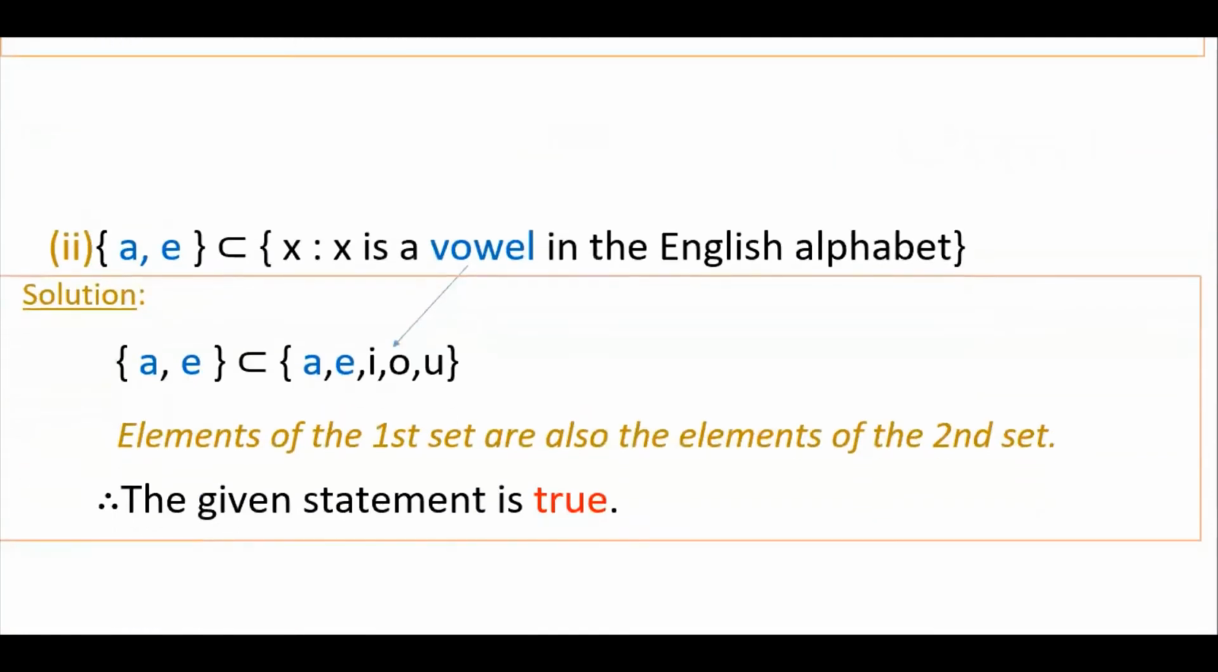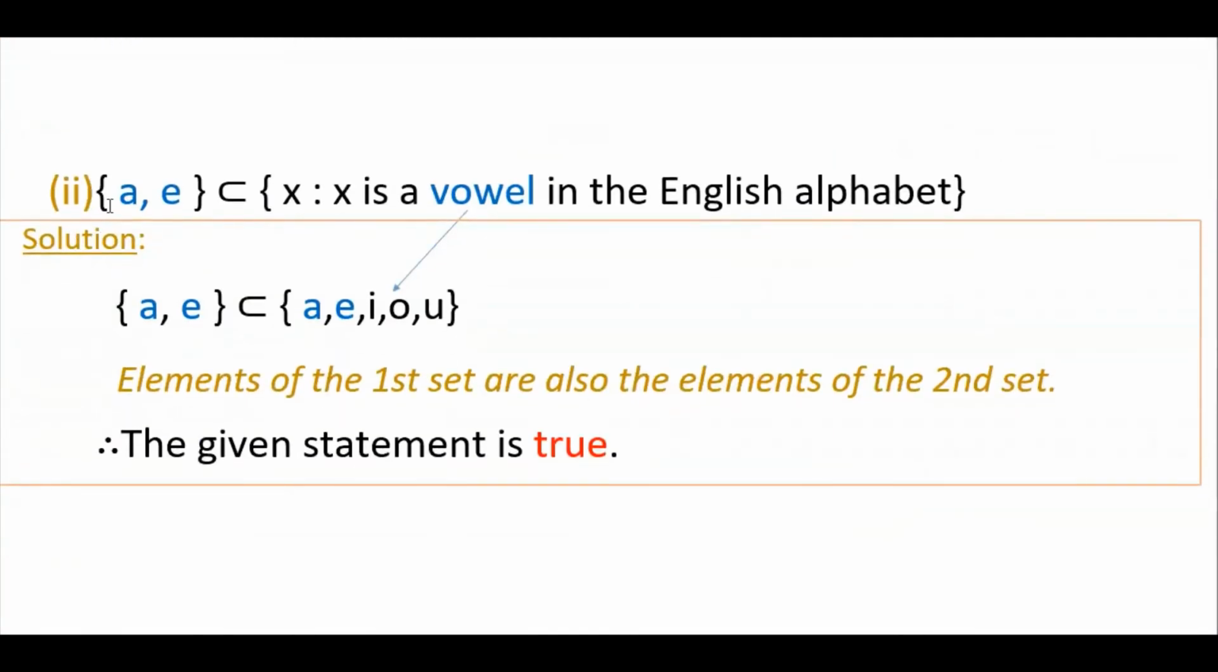And next one, in the first set, the elements are A, E. And in the second set, X is a vowel in the English alphabet. We know that A, E, I, O, U are the vowels in the English alphabet. So here the first set elements are also the elements of the second set. And this is a subset of the second set. So here the given statement is true.